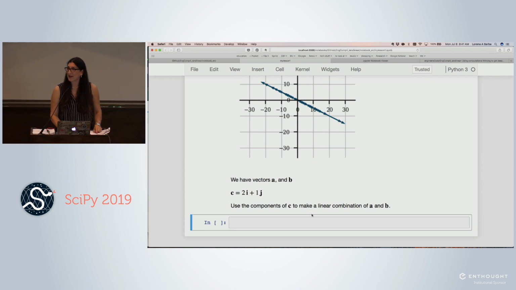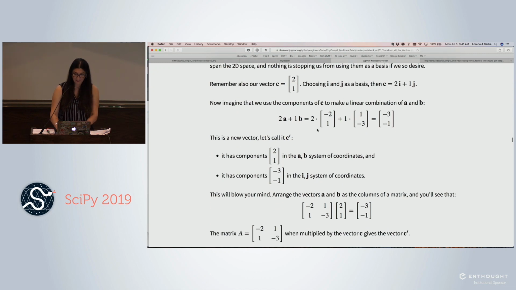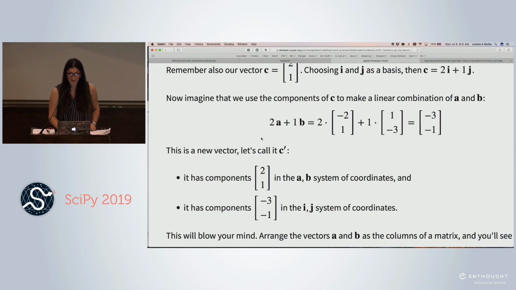You know what A is, and you know what B is, but I am going to skip ahead a little bit and show it to you, for the sake of time. Here's 2a plus 1b. A was minus 2, 1. B was 1, minus 3. So I can scale vector A by 2, scale B by 1, nothing happens, and then add the coordinates to get the result, minus 3, minus 1. This result is a new vector that we can call C prime.